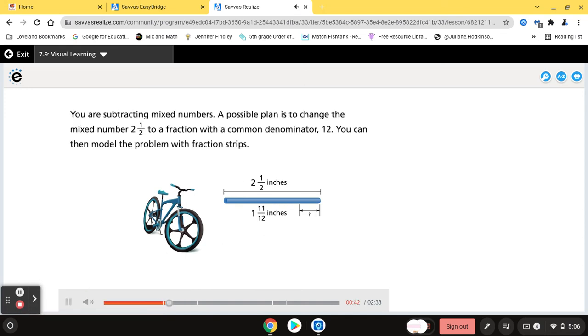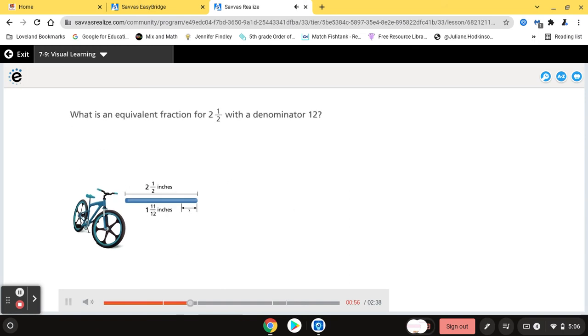You are subtracting mixed numbers. A possible plan is to change the mixed number 2 1/2 to a fraction with a common denominator 12. You can then model the problem with fraction strips. What is an equivalent fraction for 2 1/2 with a denominator 12?